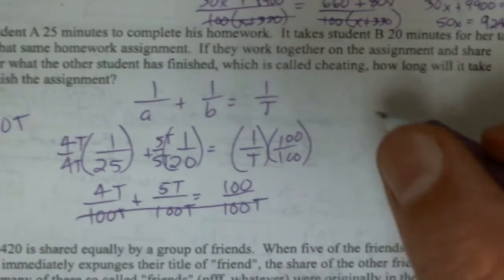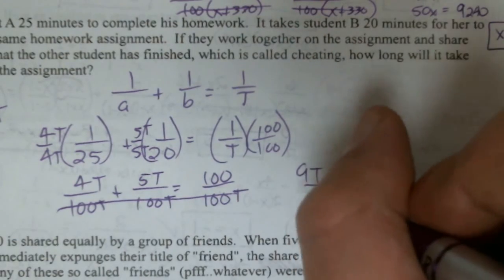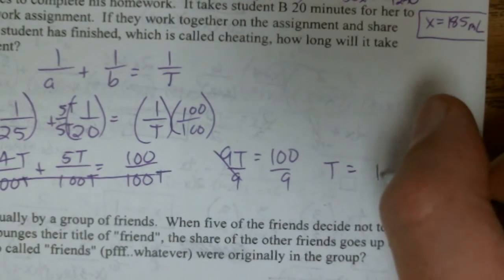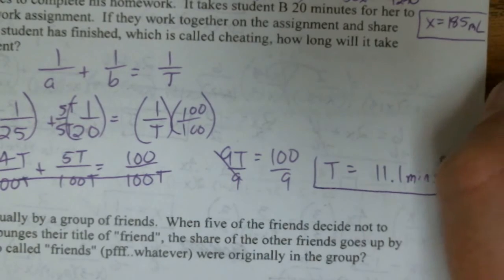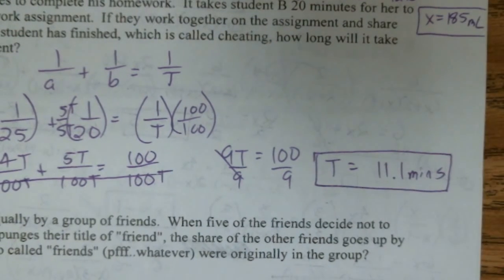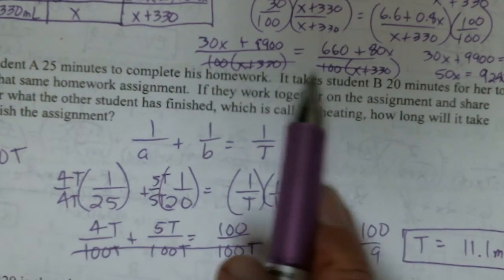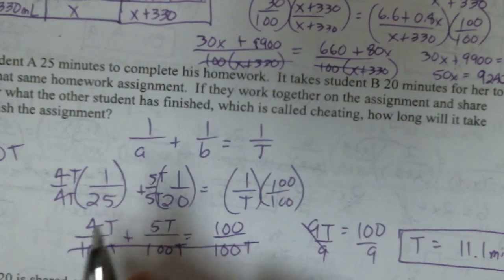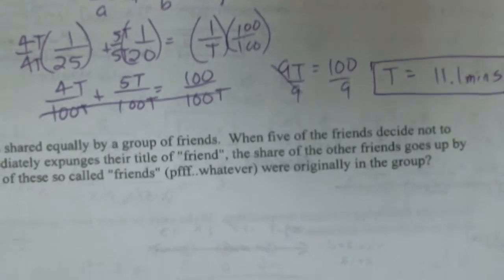Those go away. So I have 4t plus 5t, I have 9t equals 100. Divide both sides by 9, and my time is 11.1 minutes. Okay. Do you buy that? One person takes 25 minutes, the other 20 minutes. So if they're working together, it should be about half that, maybe a little bit less than half of that. So yeah, 11.11 minutes sounds reasonable to me.